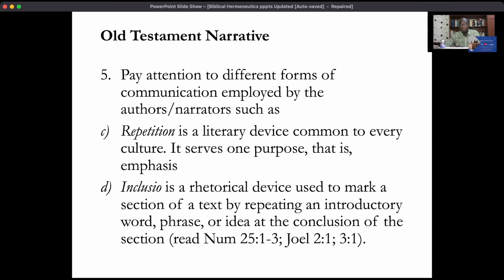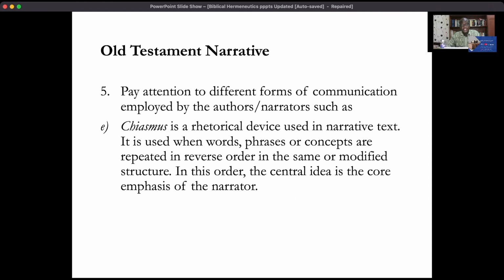And so the way sometimes they present the story is this way. They use a particular word to begin the story, and that word will be used at the end of telling the story, so that you see that this story is just one story. And when that is done, we call the form of the story an inclusio. And the last item also is chiasmus. This is another way of telling a story.